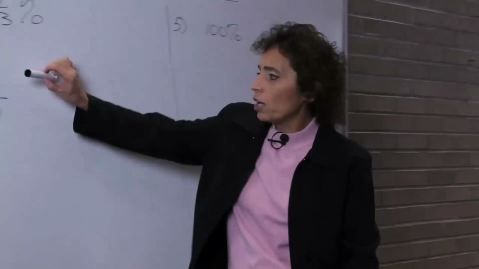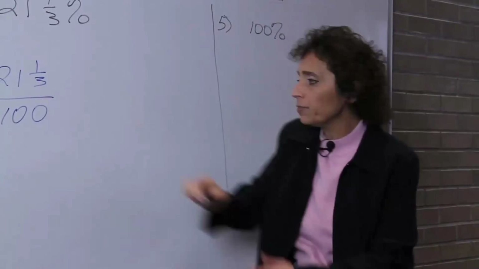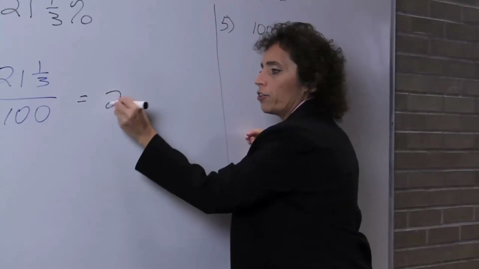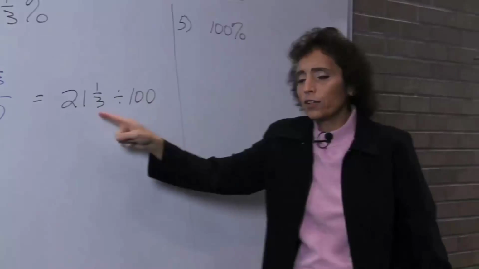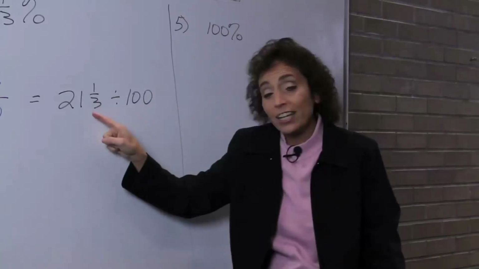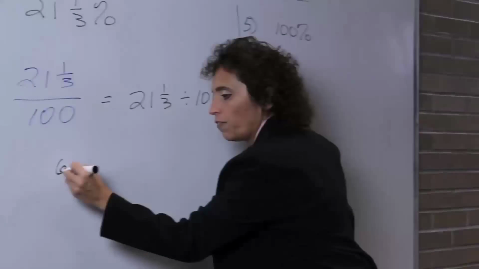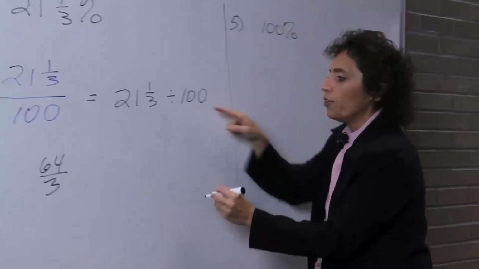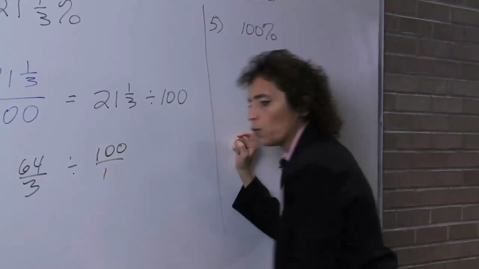This is actually this top number divided by 100. So in order to divide, we're going to write it just like this. So maybe you can see it more clearly. And now in order to divide with a mixed number, remember we have to change it to an improper fraction. 3 times 21 is 63, plus 1 is 64/3. Divided by 100, but I'm going to put 100 over 1, right?